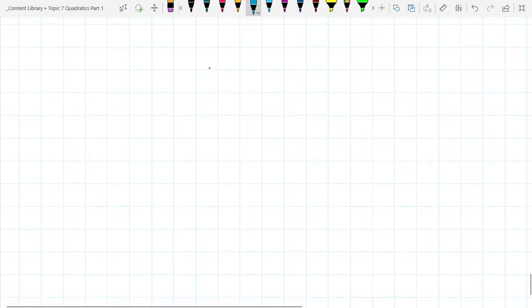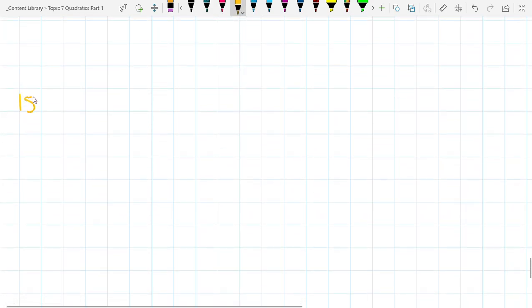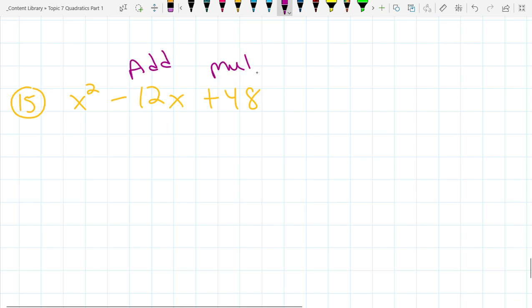Then 15, we look for a GCF. There isn't one. Then we check for a diamond, or we go factor by grouping, but it doesn't work because we only have 3 terms. Diamond works. We would add to get negative 12, multiply to get a positive 48.